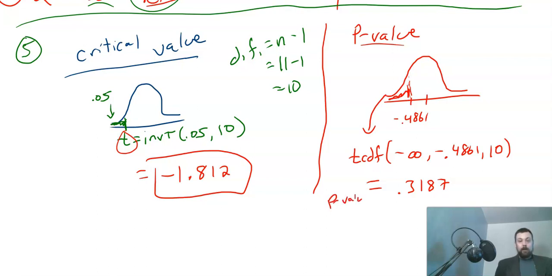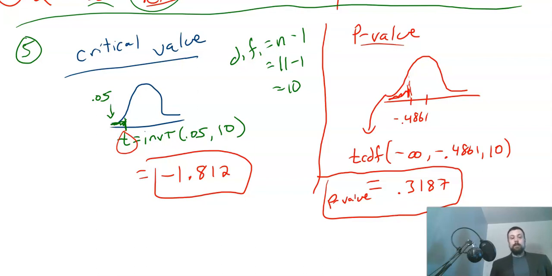I don't need to multiply it by 2 because it was not a two-tail test. So whatever you get from TCDF, that is your p-value if it's a left or a right tail test. You don't have to make any further modifications.